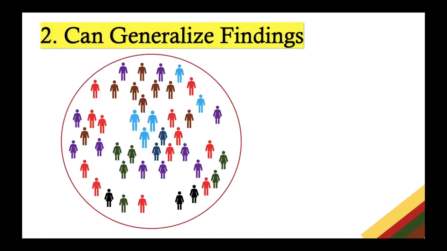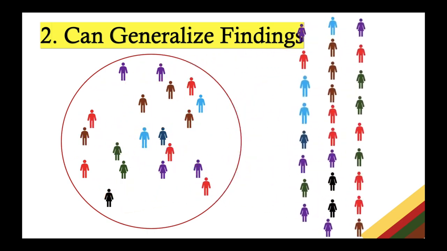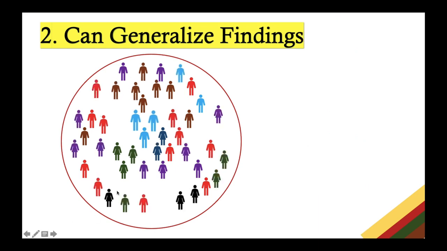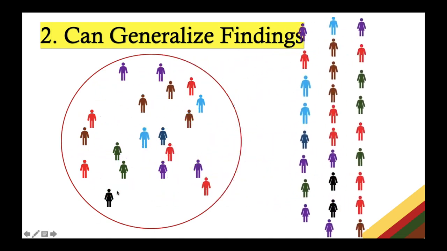Another characteristic of quantitative research is that it can generalize findings. What does it mean when you say it can generalize findings? The data that you have obtained from the samples can be reflective of the whole population. So even if you did not survey all the respondents in a given population, the data from your samples can be reflective or can generalize the data from the population.